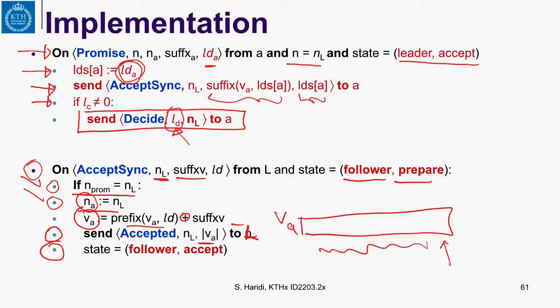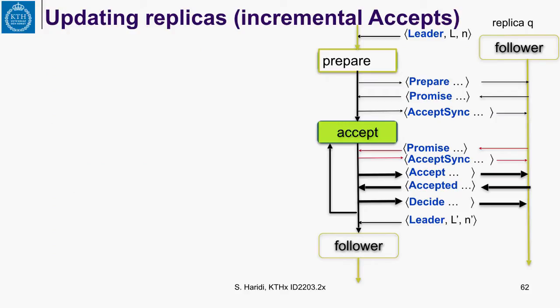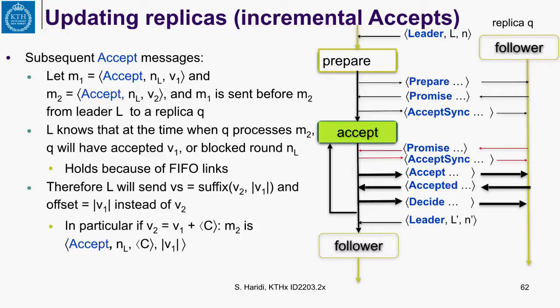Once we are in the accept state at a follower and accept state at the current leader, we will just incrementally add new commands. And that is what we are going to talk about now. So now we are in a state where any follower has been synchronizing its state with the leader state. So what happened after that? Whenever a leader gets a command, we just send this command to all the acceptors that have already received the accept sync message. So this is what we call subsequent accept messages.